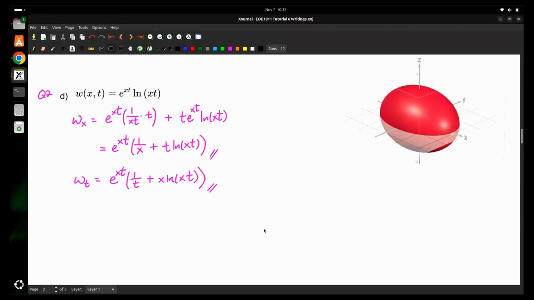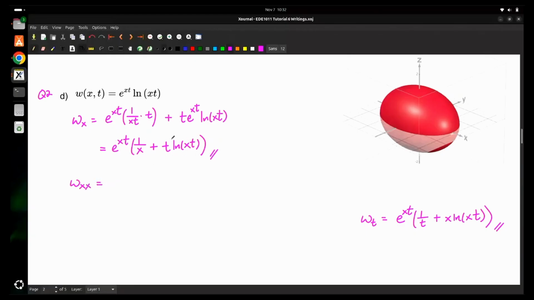Then what about the second derivative? For the second derivative, you just differentiate w sub x with respect to x again. Let's say you get your w sub xx. So this w sub t, maybe I move it to one side first. Later we come back to that. So then you just have w sub xx. Then you just differentiate this. Okay, so of course you need to use your product rule again. So for the first part, maybe I hold e to the xt first. Then after that, I differentiate this thing.